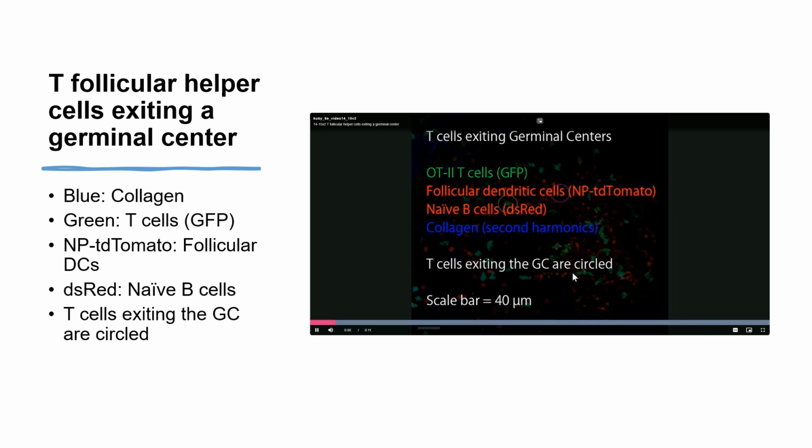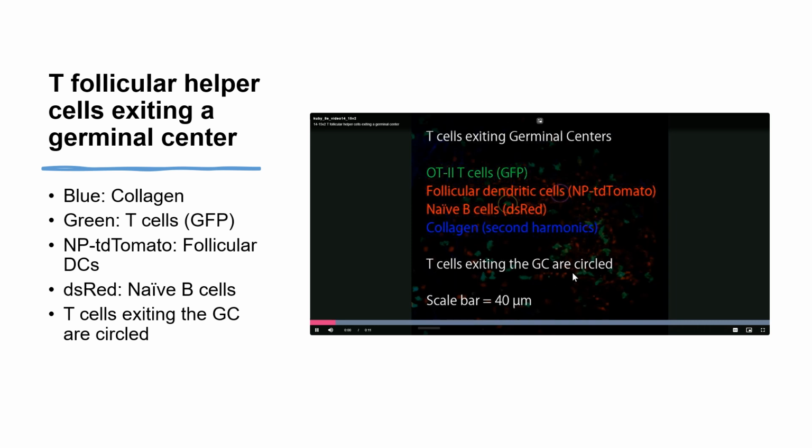So this video is going to track the T follicular helper cells, so the T cells, and it's going to show them exiting a germinal center. The ones that are circled are going to actually leave the germinal centers. And this is, again, one of those things where they actually will move and migrate between adjacent germinal centers.